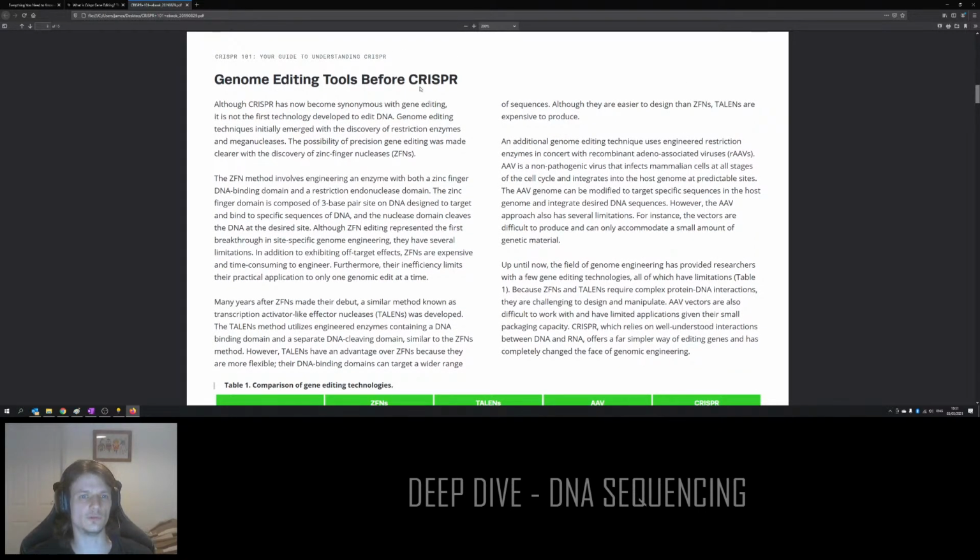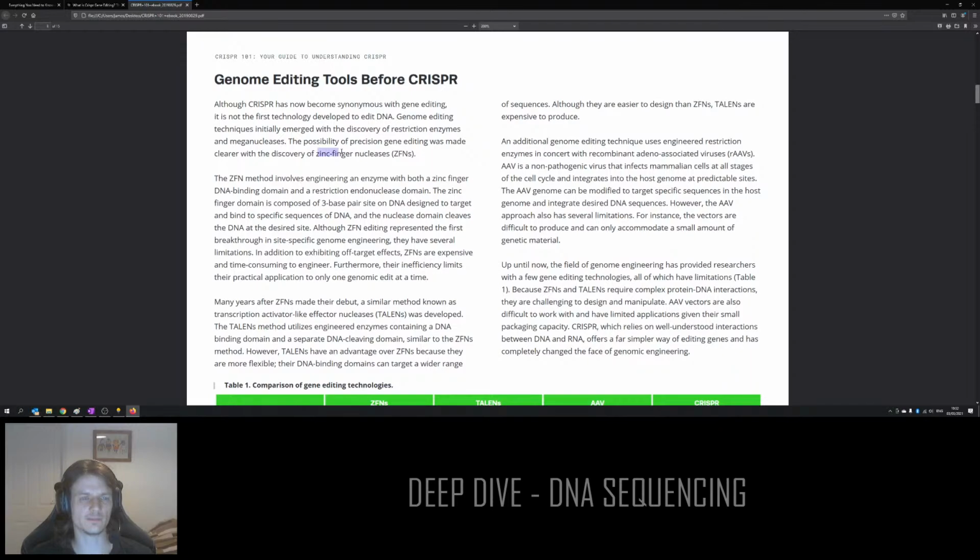Genome editing tools before CRISPR. Although CRISPR has now become synonymous with gene editing, it is not the first technology developed to edit DNA. Genome editing techniques initially emerged with the discovery of restriction enzymes and meganucleases. The possibility of precision gene editing was made clearer with the discovery of zinc finger nucleases.